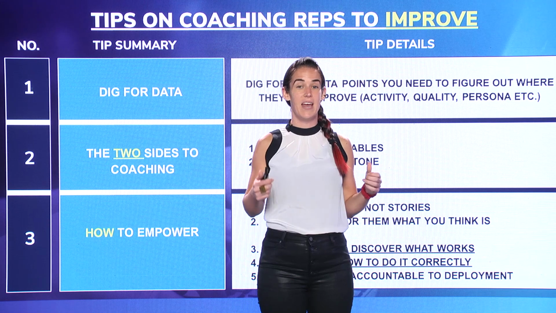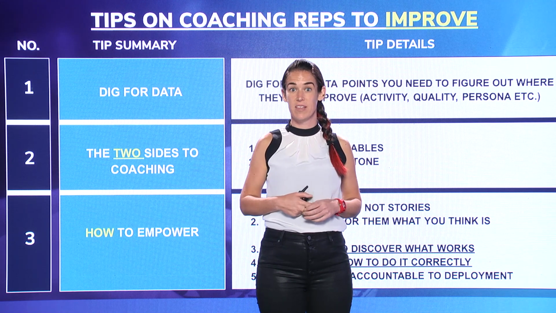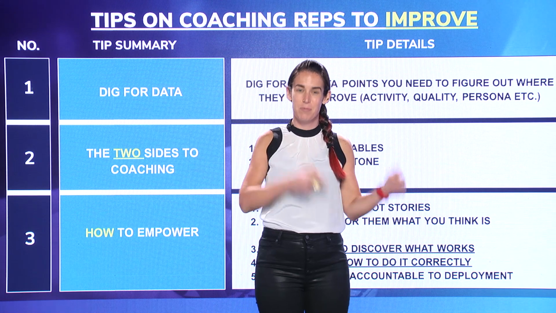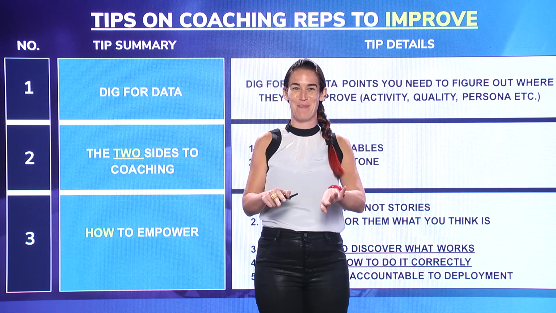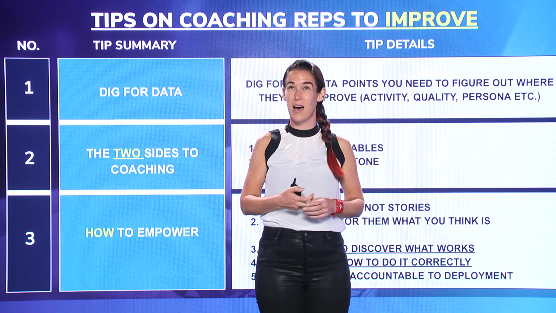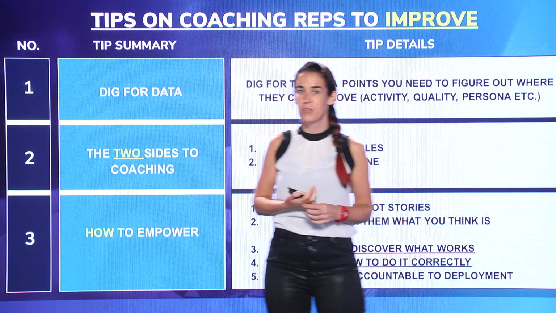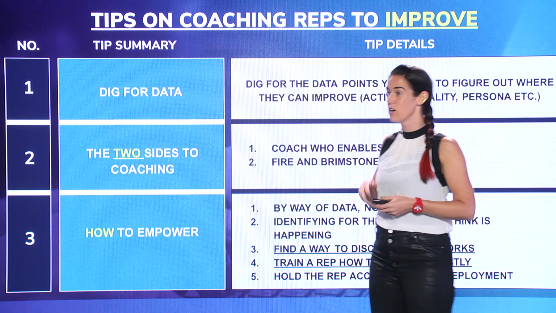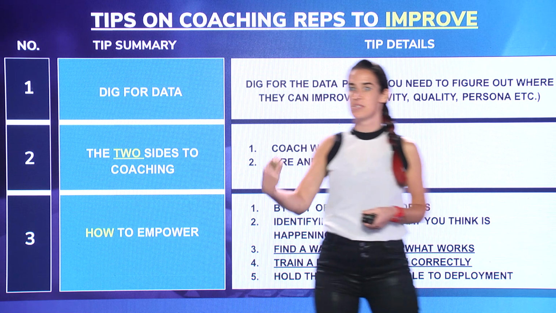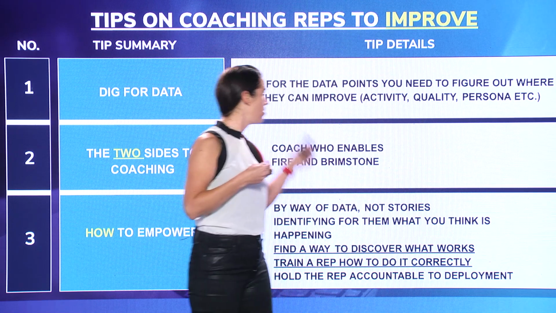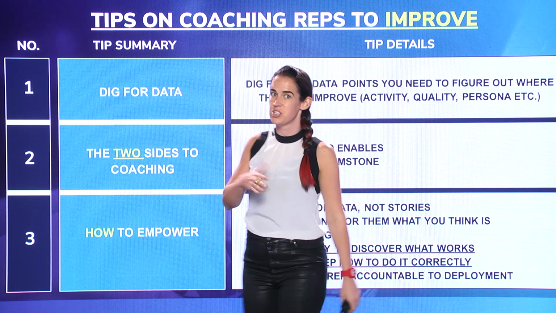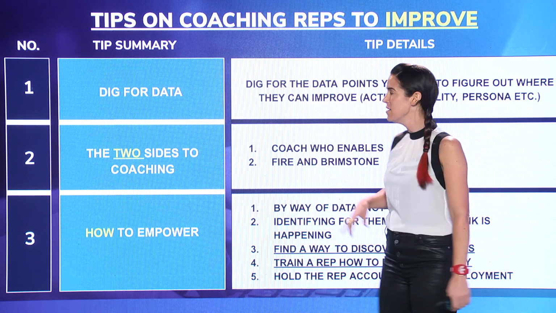I go into this much more heavily in the episode on driving accountability for reps in a remote environment. I think it's episode 20 within season 2. I go into an exhaustive list there of all the 7 different pieces that cause conversion. But I put a couple of examples here that you can grab data points for: activity, quality of messaging, and persona. So you get the gist. For more, go into that session.